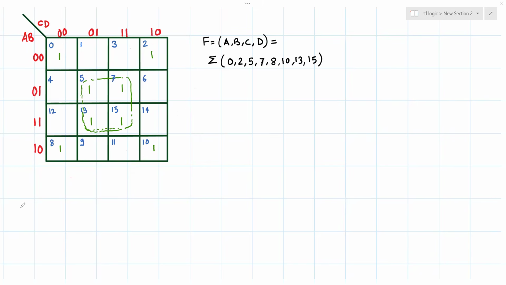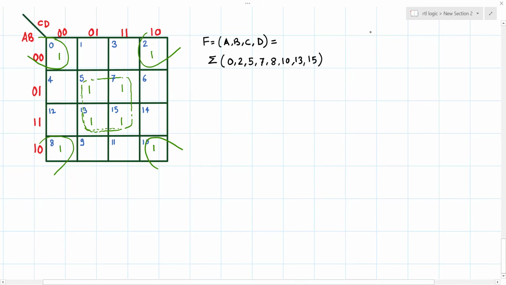But for now, I will mark the individual ones like this. That's how it is, and we'll see how the simplified term is obtained. So this is how the four ones are grouped, because they are in the corners. They don't have any adjacent ones. Once that is done, the job here is to write the simplified Boolean logic term for the ones.